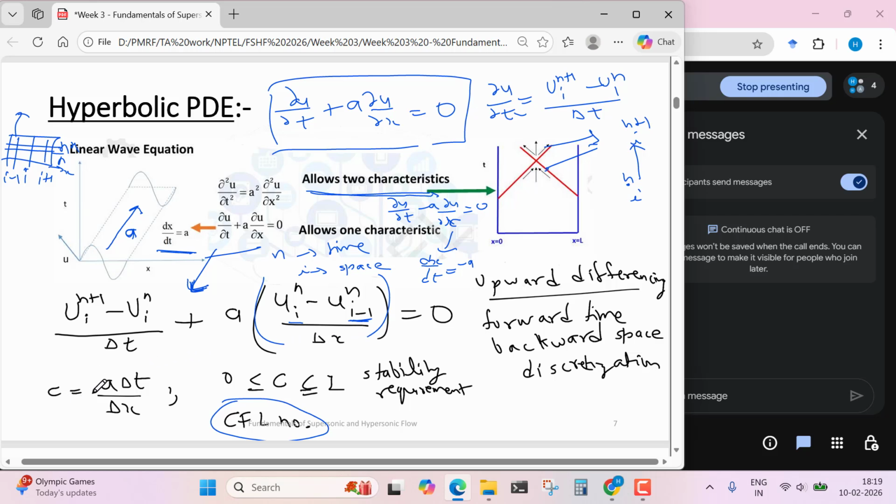Here we can define one parameter, the CFL number, which is given by c = a Δt/Δx. For stability of this numerical method, this value of c should be between 0 and 1. This is a requirement for stability.